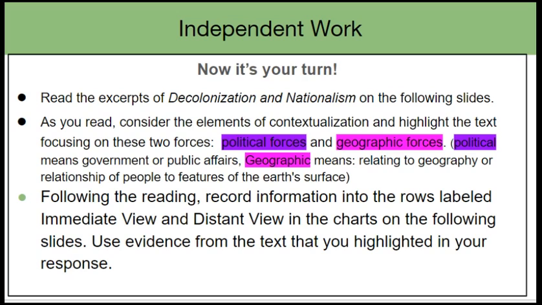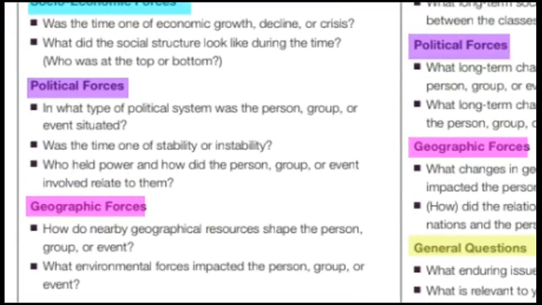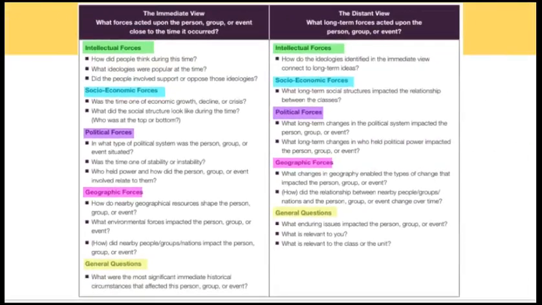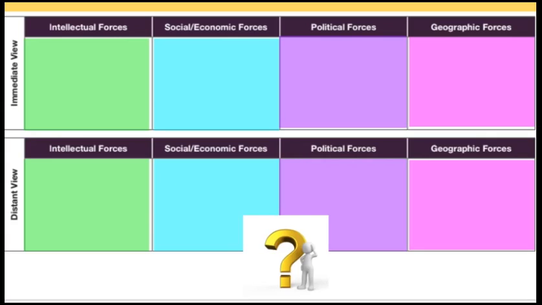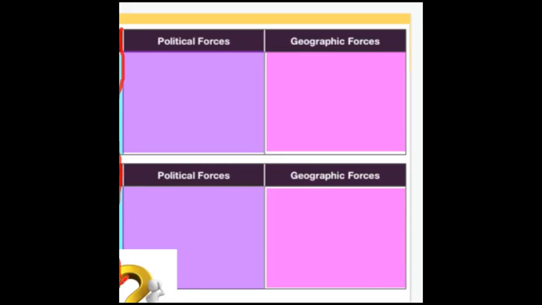So the smart people from Passport already realize that. And they think that when you contextualize, you should use the political forces, which they've made purple, just like I did. Remember this? Political forces and geographic forces, purple and pink. See? So they're only looking at specifically this part of the organizer.